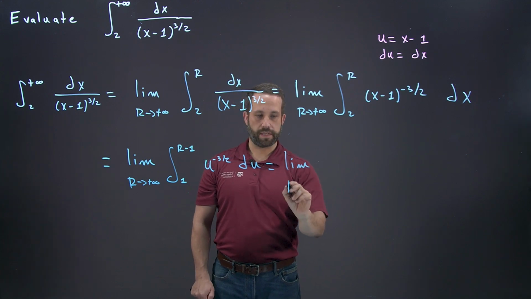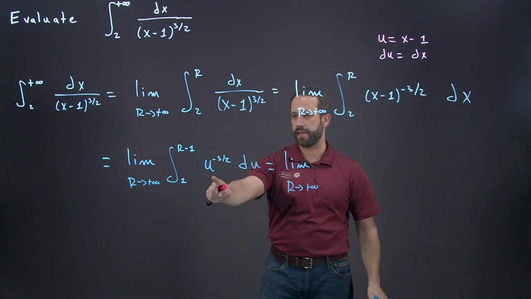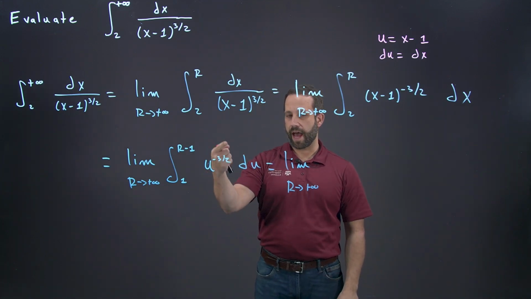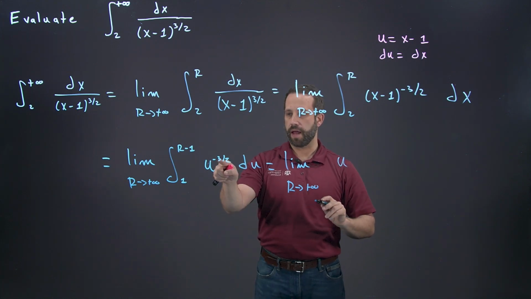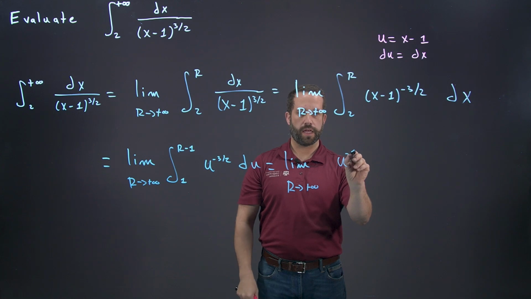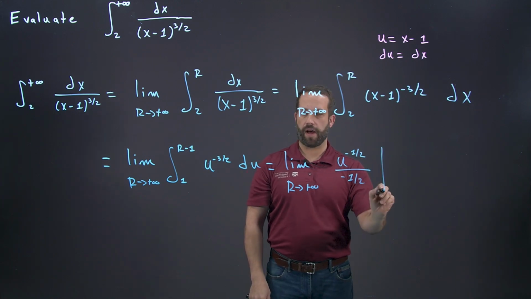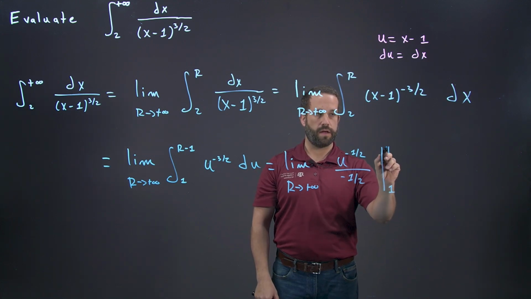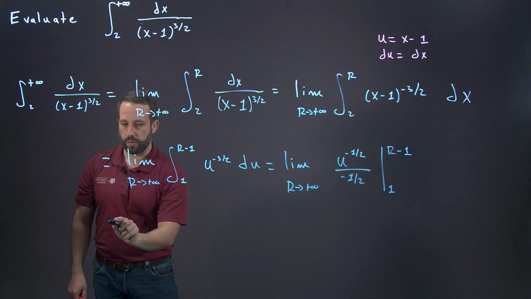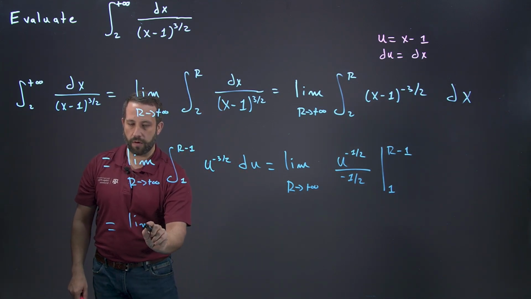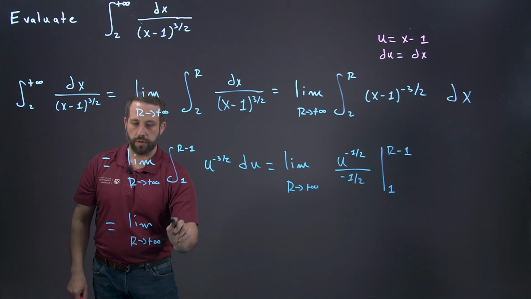This is equal to the limit as r goes to positive infinity. Okay, let me take the antiderivative here. So what's the rule? I add 1 to the exponent and divide by the new exponent. So I'm going to add 1 to the exponent. Minus 3/2 plus 1 gives me minus 1/2, and I divide by minus 1/2. And I evaluate this from 1 to r minus 1. Again, the limit we haven't really done anything with yet, but we're going to start to think about it now. So this is the limit as r goes to infinity.